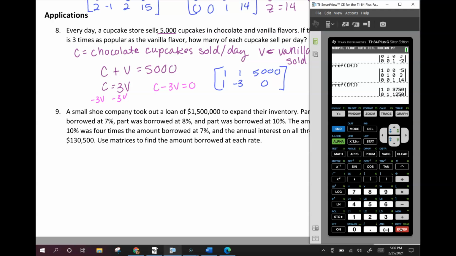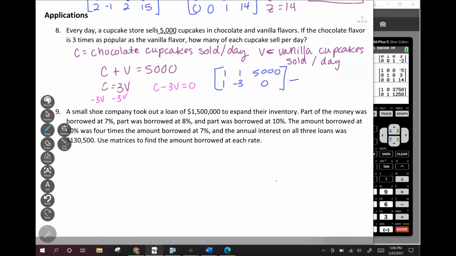So I've got 1, 0, 3750, 0, 1, 1250. Okay, I'm just going to write this down. Okay, so remember that first column that we had was our C, chocolate. So these are our C's. So this is saying chocolate equals 3750. And then the second column was our V, so that's saying V, vanilla, equals 1,250. And so that's what you've got there.